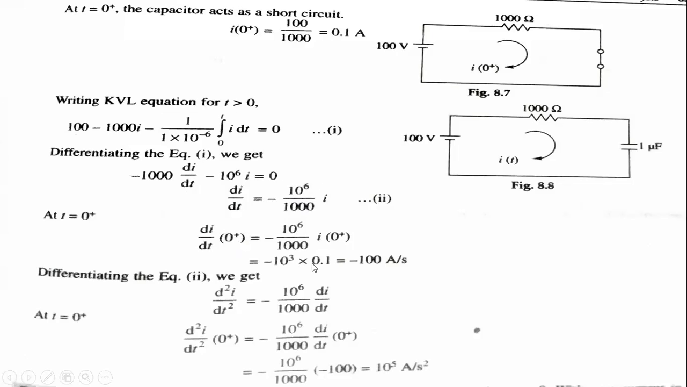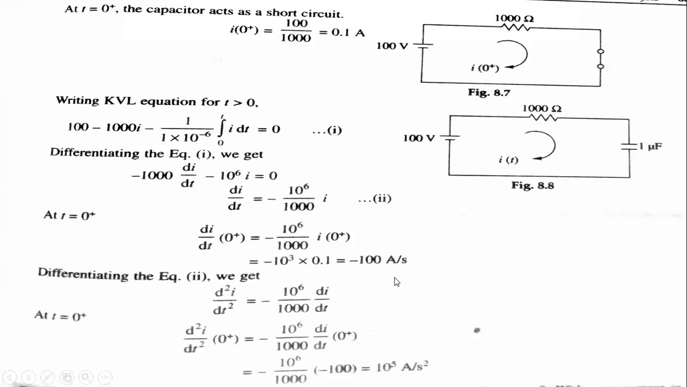So what will be the case? Why I'm writing here, I will tell you. 10 raised to power 6 divided by 1000 times I of 0 plus. If I write I of 0 plus, only then can I substitute the value from above, that is 0.1, which I have calculated. So 10 raised to power 6 divided by 1000 times 0.1, and in this way I get minus 100 ampere per second, which is nothing but my di by dt at 0 plus.